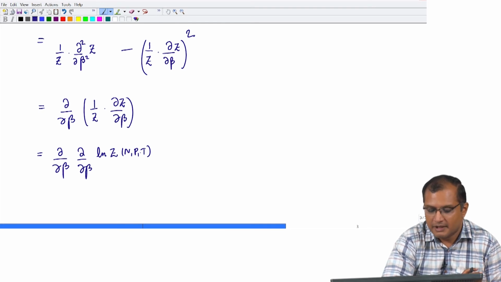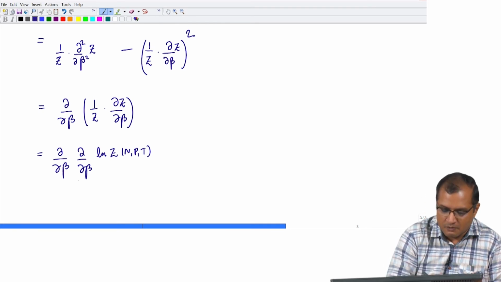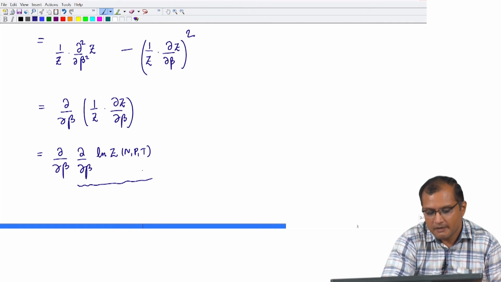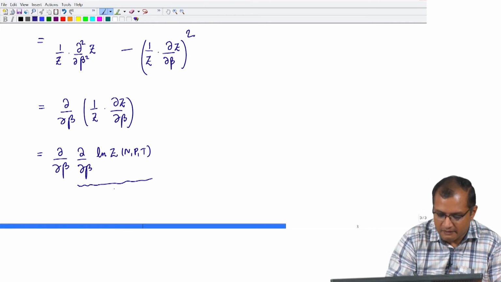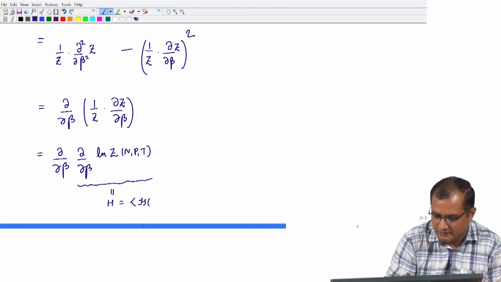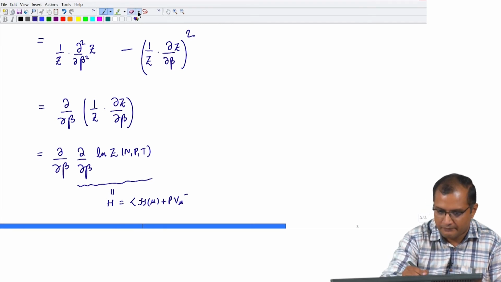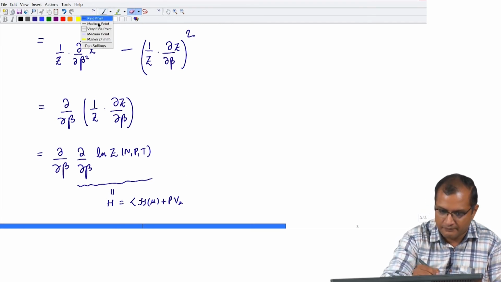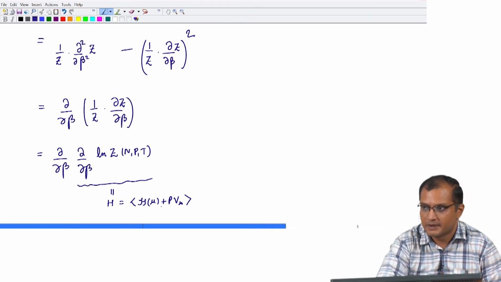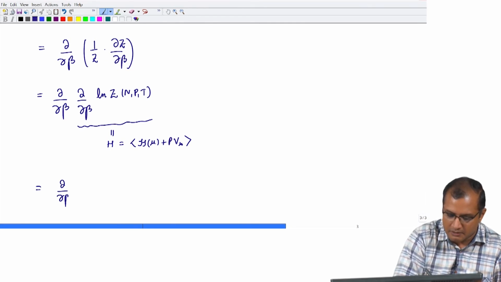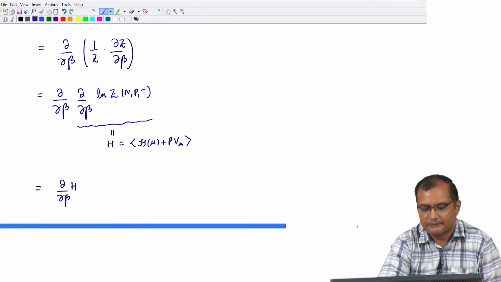But this should ring a bell in your minds that this quantity has already been calculated. What is this quantity? This quantity is nothing but average enthalpy. So, this quantity was computed as the average enthalpy H, the average of H. So, what you are getting here is nothing but d over d beta of the average enthalpy H.